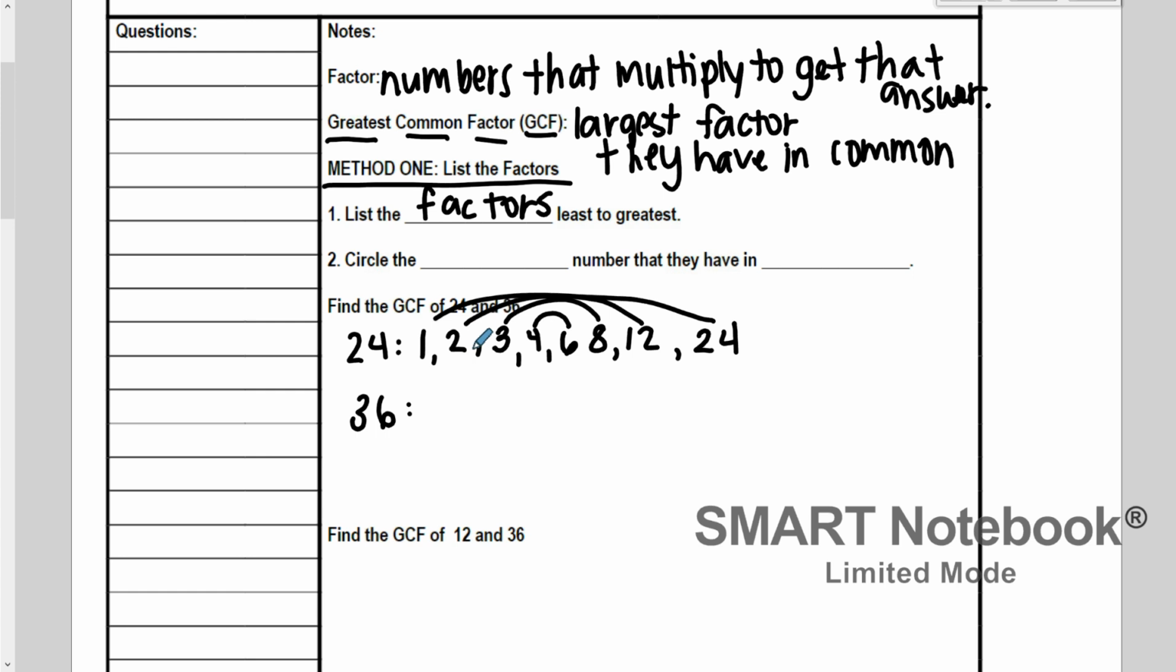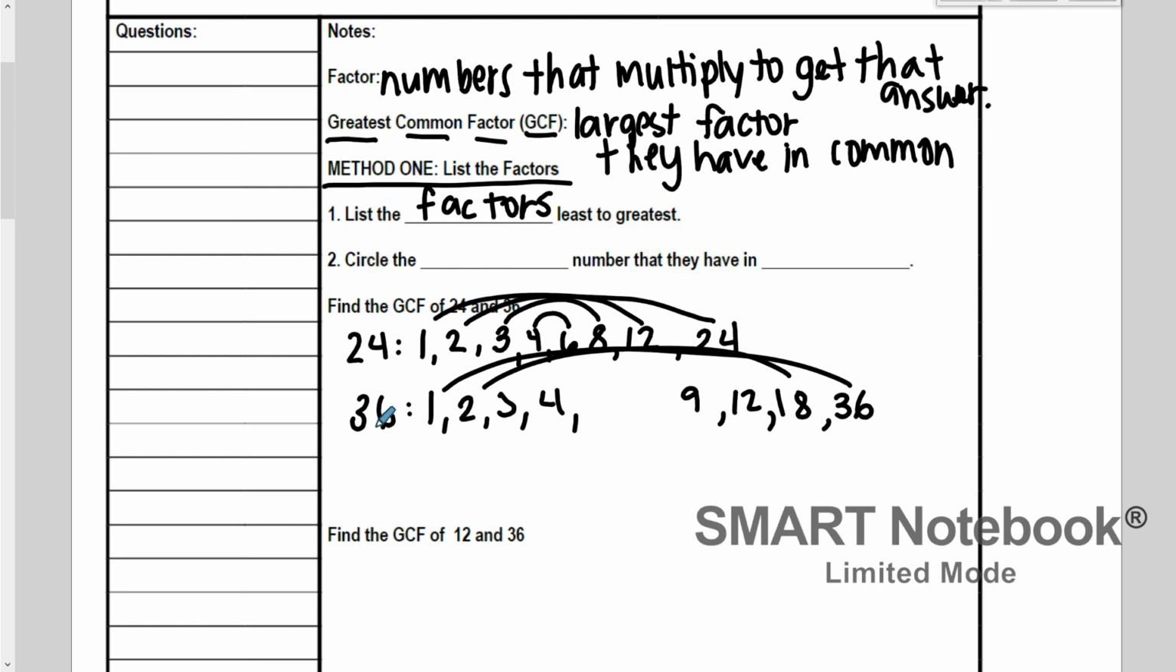I just start counting up until we get to a gap where there are no more numbers in between, because 5 times 5 would not be 24, so we stop there. For 36, we'd have 1 and 36, 2 and 18, 3 and 12, 4 and 9. 5 doesn't go into 36. 6 does, and it would be 6 times 6.